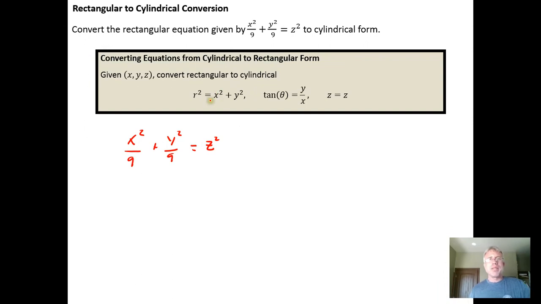And one of the things that you look for when you're doing these conversions is to see if you can get an x squared plus y squared. If you can, it's always handy because you can immediately replace that with an r squared. So this is one where I would multiply through by 9 as my first move. And I would do that in order to get the x squared plus y squared isolated, which then allows you to immediately replace it with r squared equals 9z squared.